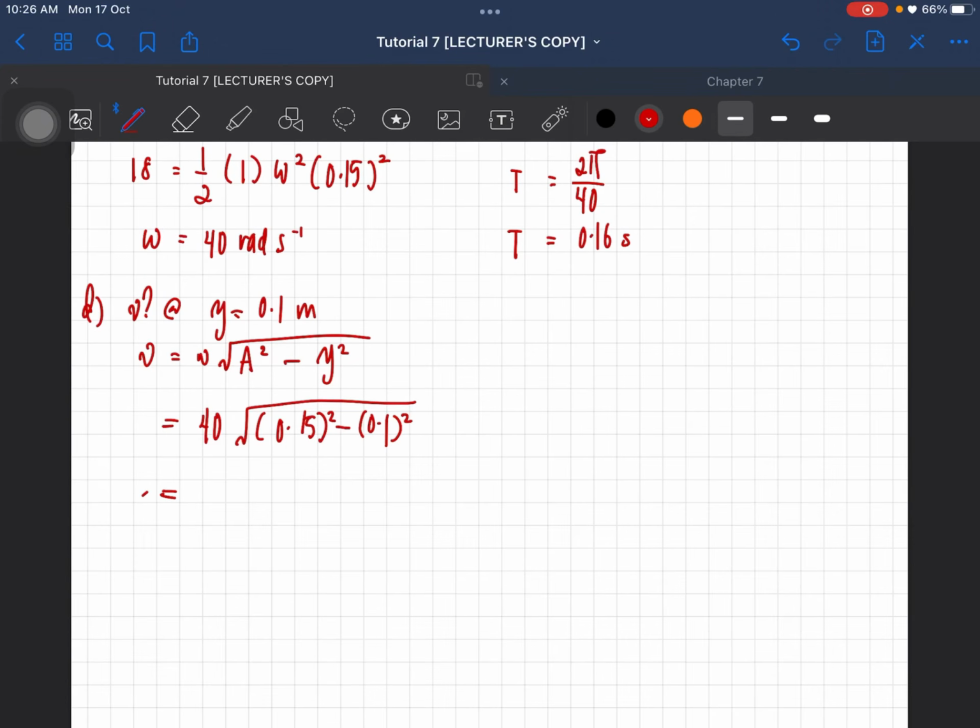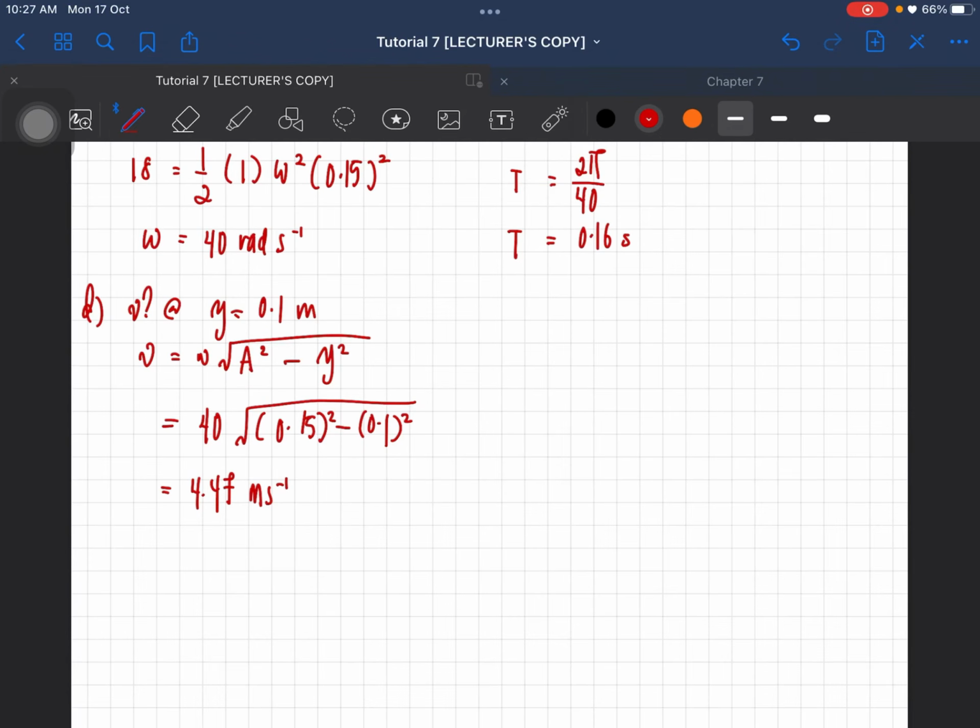Okay, so I'm just going to double check if the value is going to be similar to the one in the answer scheme. Yes, it is the same. Okay, so we get 4.47 meter per second.